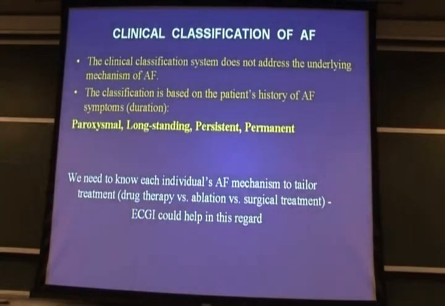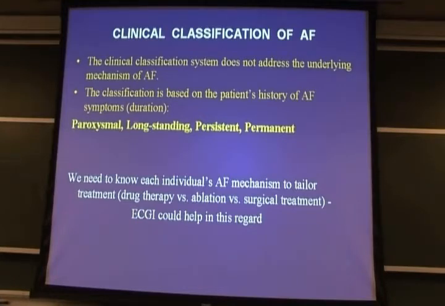So the clinical classification of atrial fibrillation is totally not based on mechanism. It's based on the history of the patient. It's called paroxysmal if it's not permanent, if now you see it, now you don't, and it doesn't last long. That's paroxysmal, and it's the easy one to treat, the one where we have good success with catheter ablation.